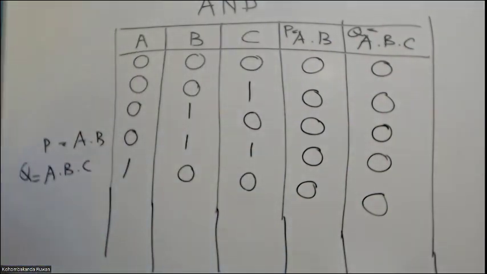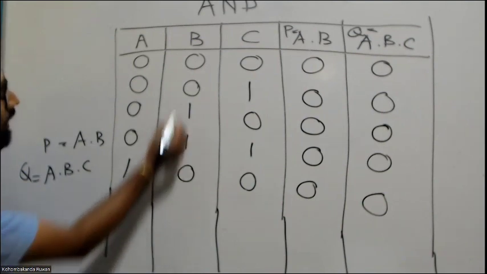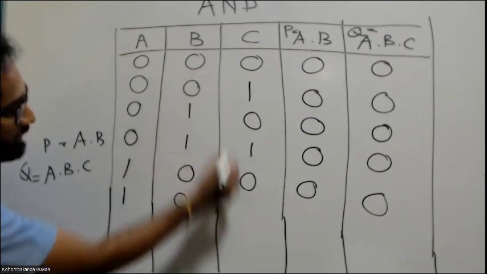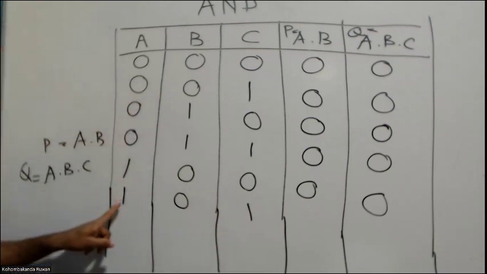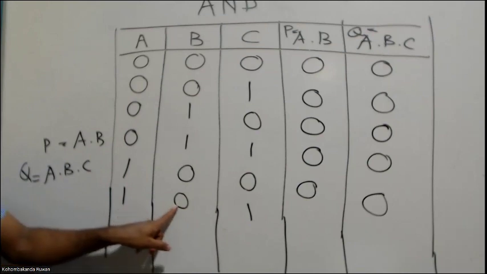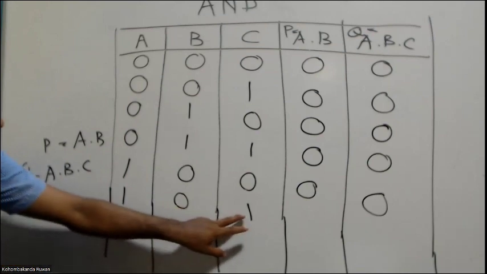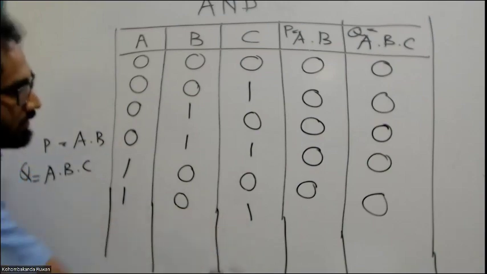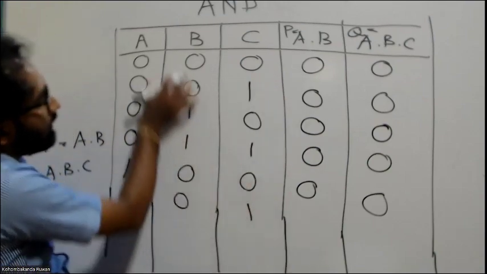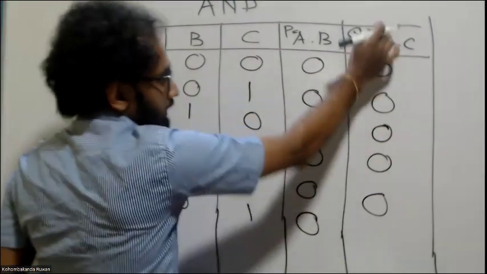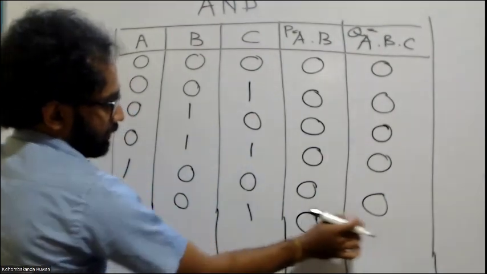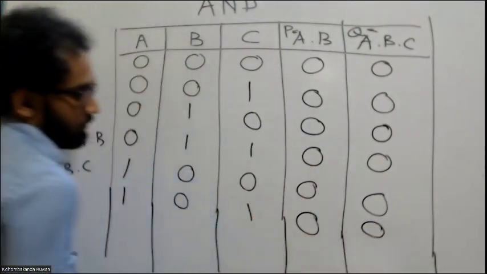Next one today. I will say that A is 1, B is 0, C is 1. You can see this one. What will be the result here for A and B? 0. What will be the A and B and C? This one today, 0.